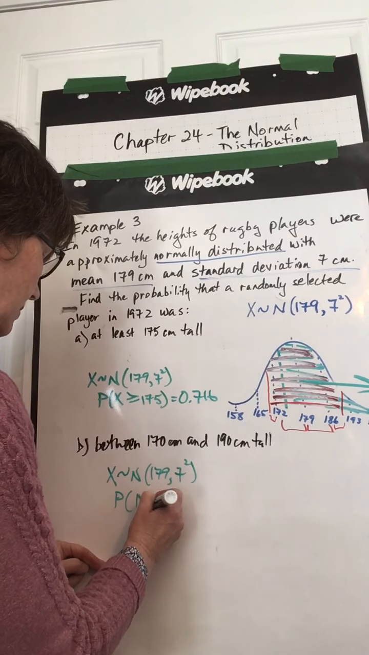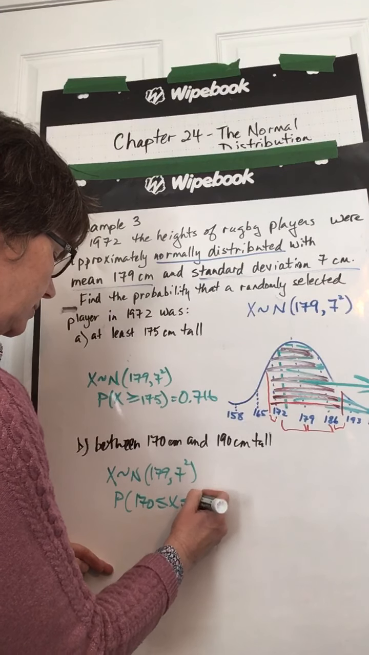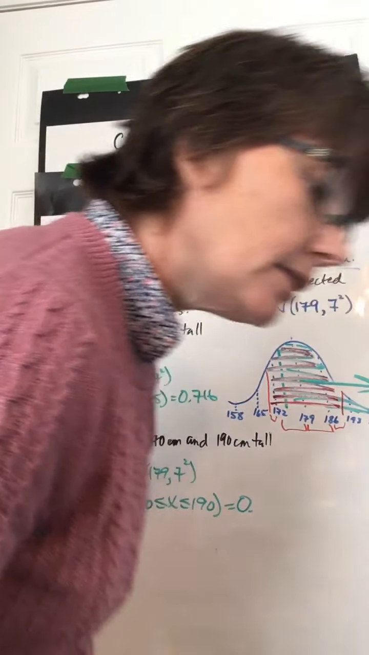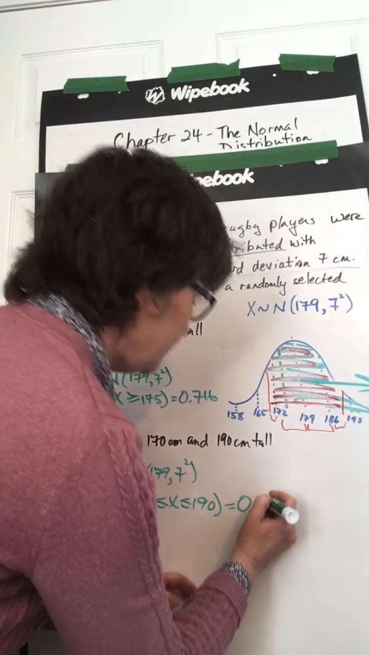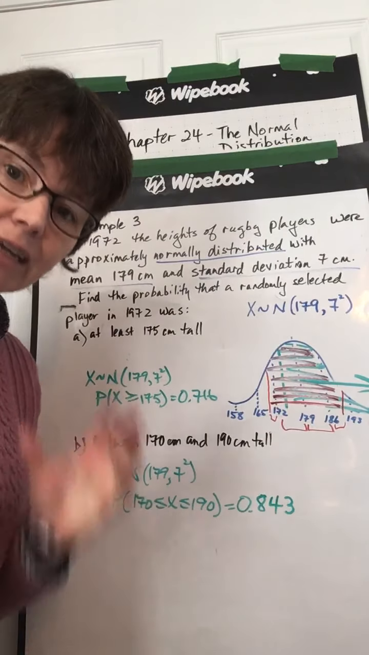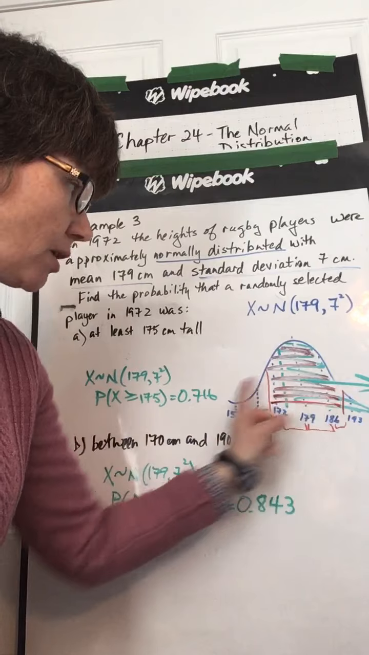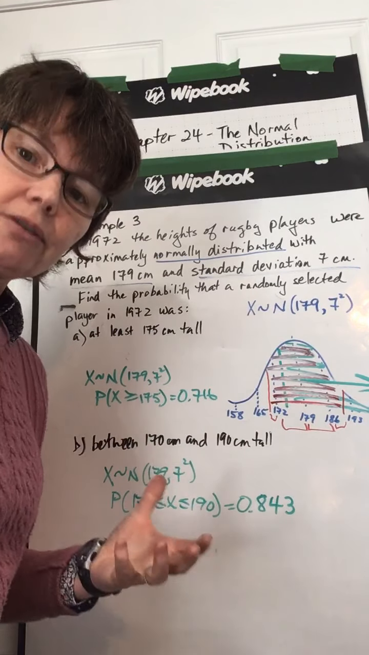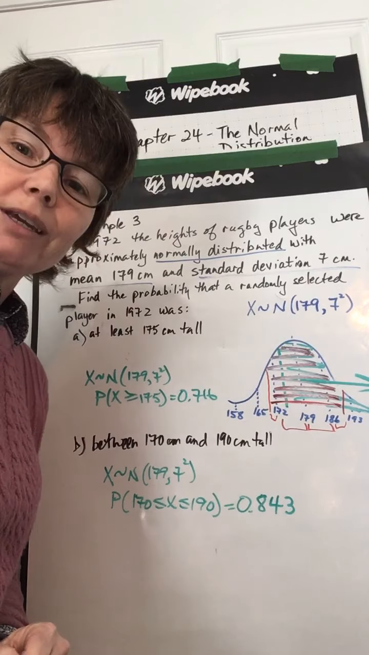Probability, 170 less than or equal to X less than or equal to 190 equals 0.843. And there you have it. Think about your answers critically by drawing and visualizing that normal distribution and making sure your answer makes sense. But know the keystrokes as well.